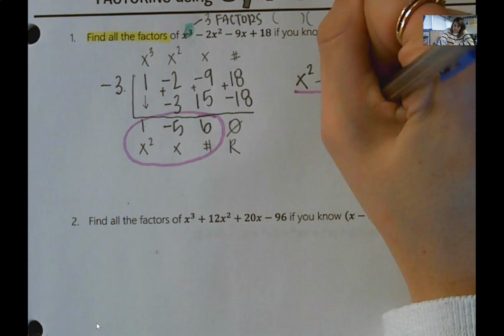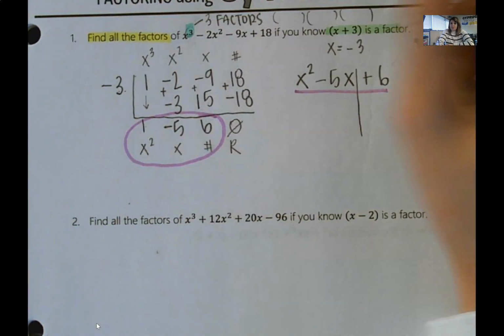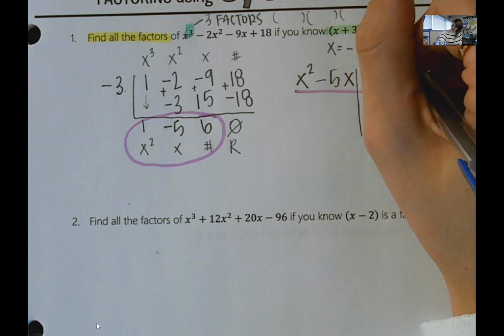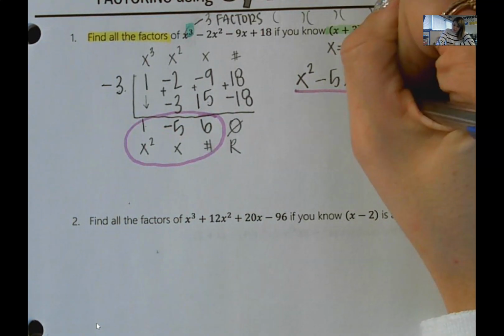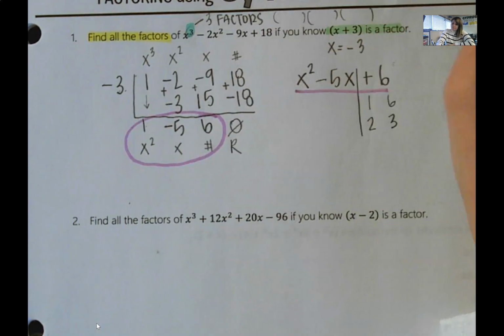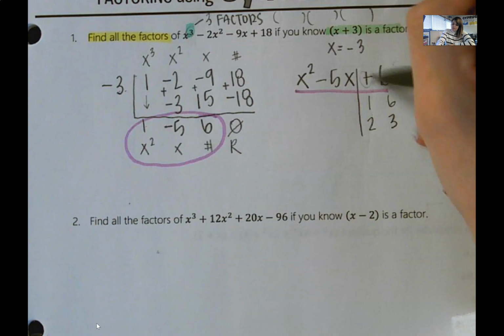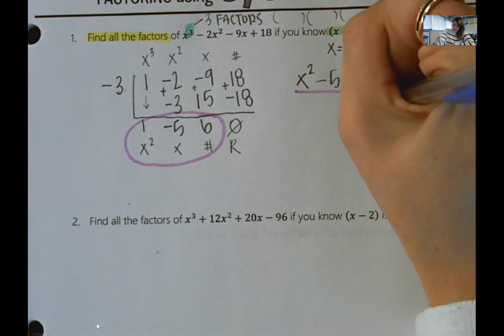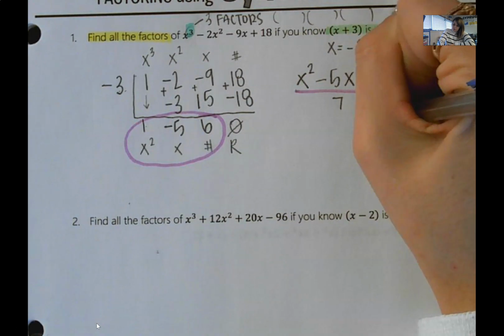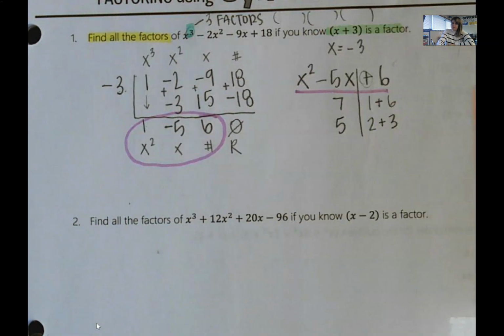Now I list out all of the factors of 6 because I like to be right. So I go the long way every time so that I can be right. Factors are 1 and 6, 2 and 3. This plus sign right here tells me to add these. 1 plus 6 is 7. 2 plus 3 is 5. So this one definitely doesn't work.